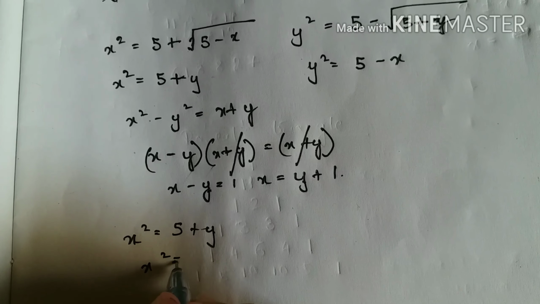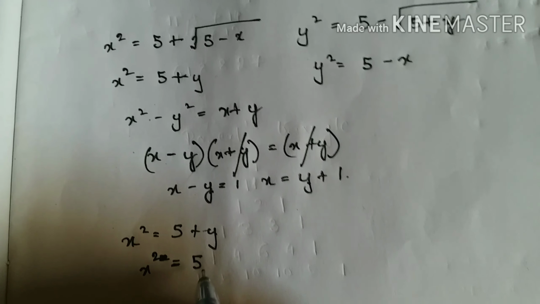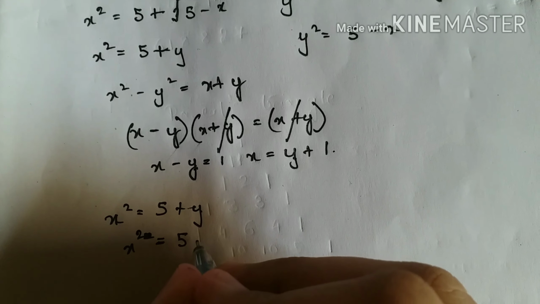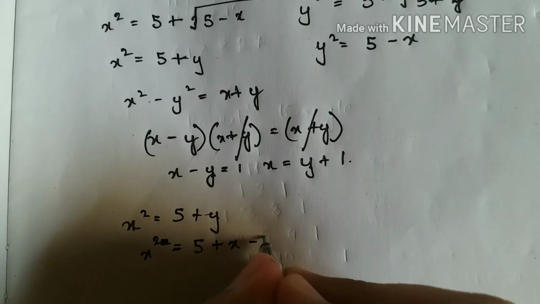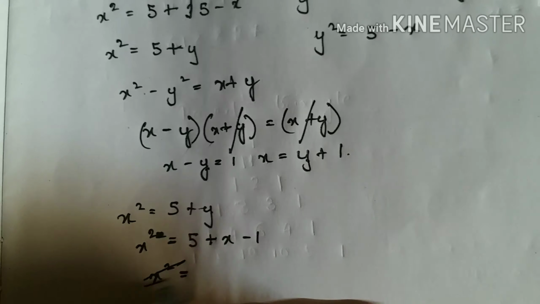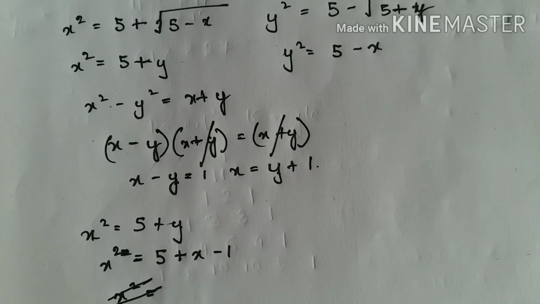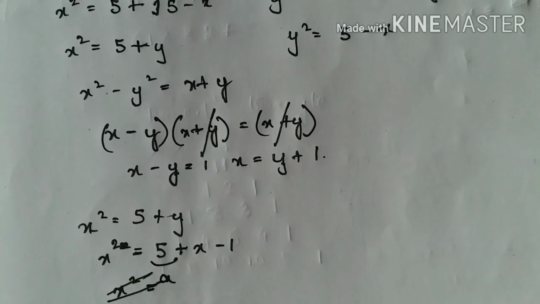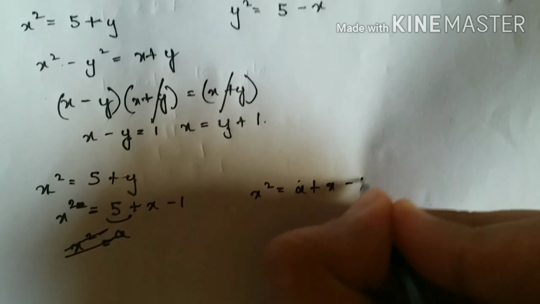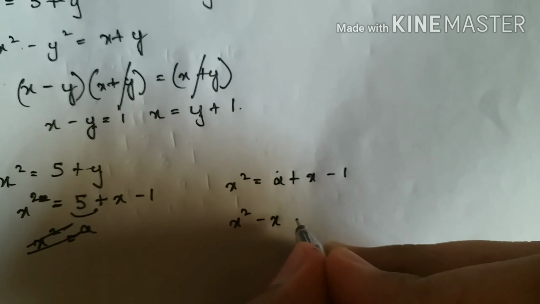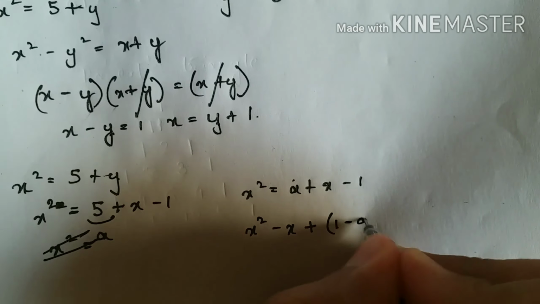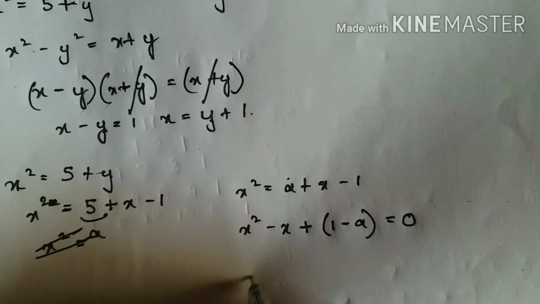So x square is equal to 5 plus x minus 1, which will give me x square is equal to... see, now I don't want to do it for 5, I want to do it for a general, so I'm taking 5 as a constant a. So that will give me x square is equal to a plus x minus 1, x square minus x plus 1 minus a is equal to 0. Now solve this by Sridharacharya.